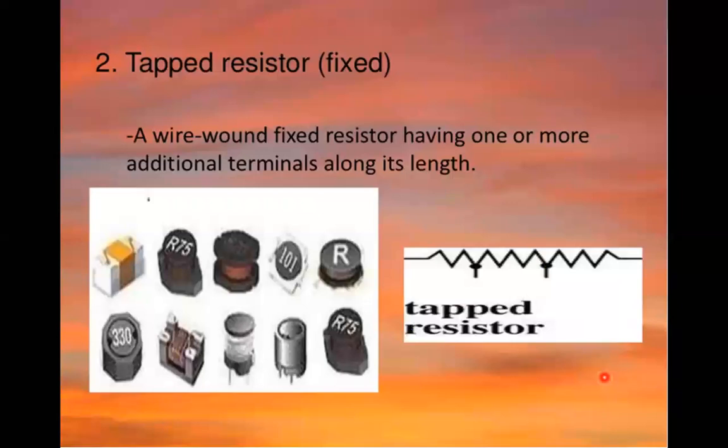We can have tap resistors. These tap resistors are nothing but wire-wound fixed resistors having one or more additional terminals along its length. You can see that this is one terminal, this is the second terminal, and we will have a third terminal over here. So wire-wound fixed resistors having one or more additional terminals along its length are used to reduce current flow, adjust signal levels, divide voltages, bias active elements, and terminate transmission lines. These are the usages of tap resistors.